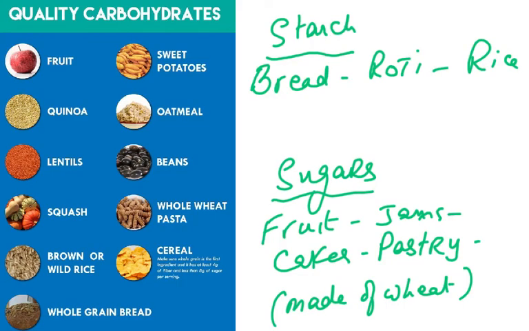Now coming to the first substance that we're talking about, carbohydrates. When you look at carbohydrates, what are they? Basically you find them in starch and you find them in sugar. The good quality carbohydrates are of course sweet potato, oatmeal, beans, whole wheat pasta and cereal, and then fruit, quinoa, lentil, squash as a type of melon, brown or wild rice, and whole grain bread. So basically bread, roti, rice, sugars will be fruits and jams and cakes and pastries, anything made of wheat.